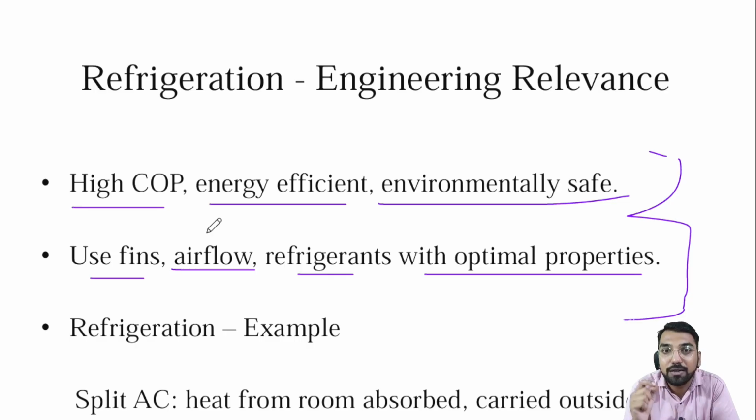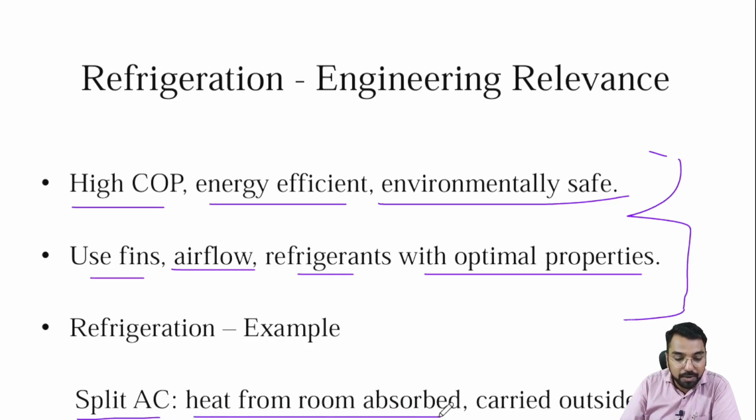So the basic thing is, you first have to calculate what type of heat transfer is there, and second, how much heat is going to transfer from one system to another, and according to that you have to design your specified component. So in refrigeration, like in a split AC, the heat from the room is absorbed and carried outside, and it is rejected. It is just the simple working of the split AC: that heat is absorbed and delivered to the outside. And what types of heat transfer modes are acting, we have just seen.